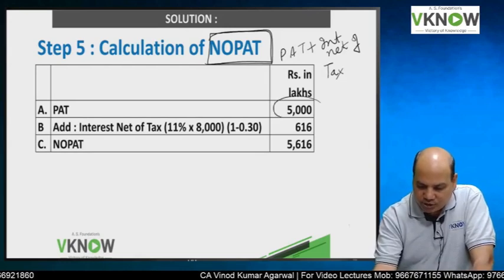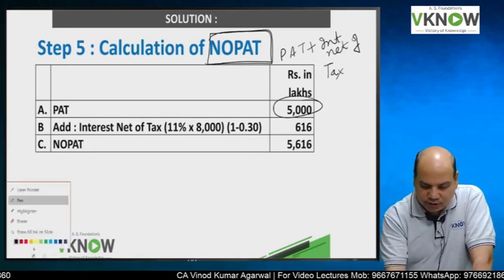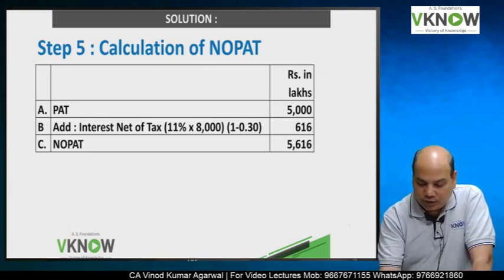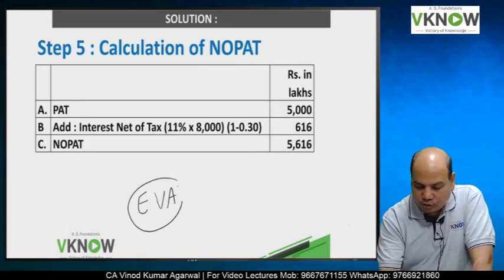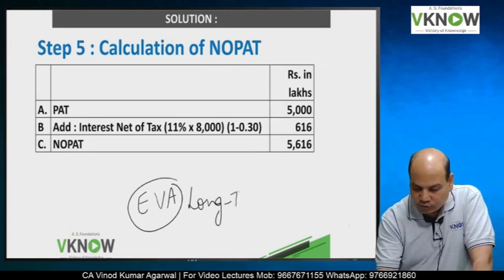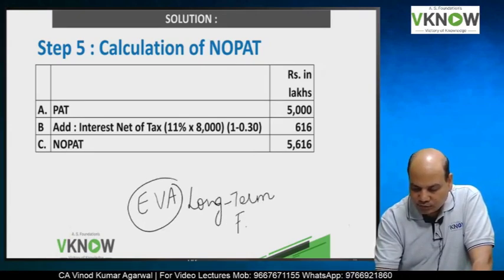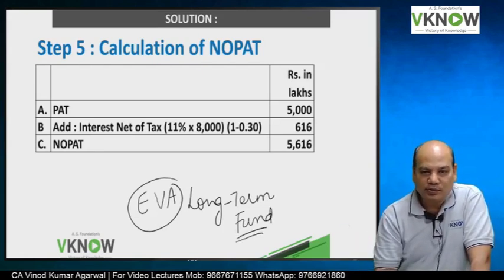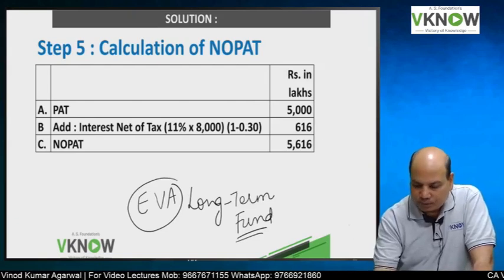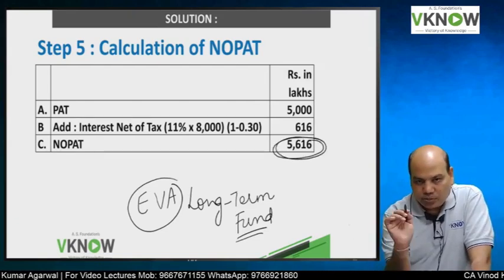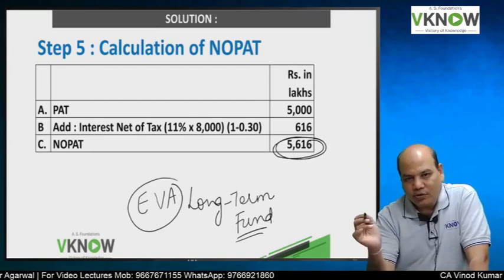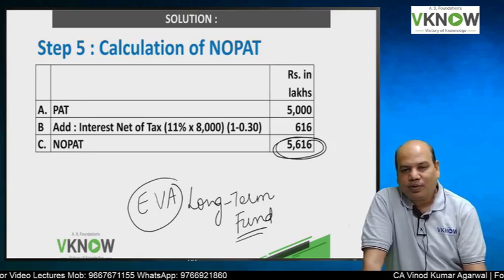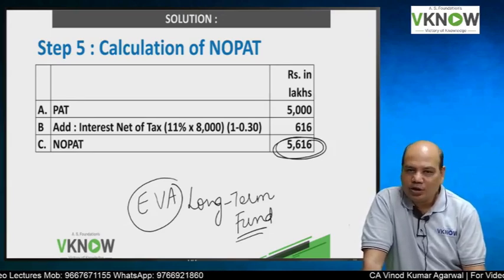Most of the students make a mistake here. They simply take 5,000 given in the question as NOPAT. This EVA is calculated from the point of view of long-term fund. So when you are calculating long-term fund, the profit should be before making payment to providers of finance. It should be operating profit after tax, before deducting interest, preference dividend or equity dividend.